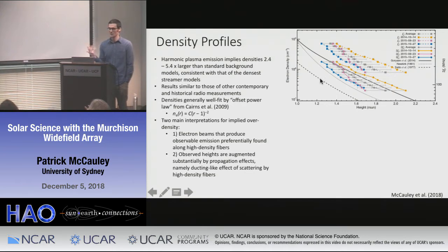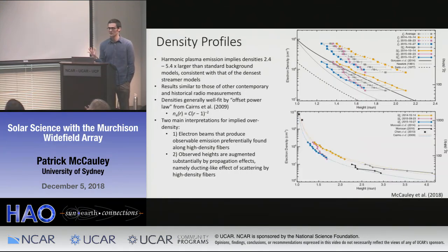This result had been obtained from previous generations of instruments and is also consistent with more contemporary data. So this is comparing all results to work from higher frequencies from Bin Chen. These are the asterisks up here. That's using VLA data. And then also lower frequencies using LOFAR down here, which was done by Diana Morrison in 2014. And so all of the density profiles are reasonably well fit by this offset power law model that my supervisor, Iver Cairns, is a fan of.